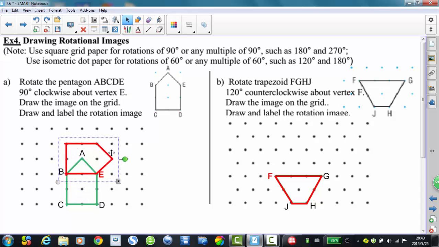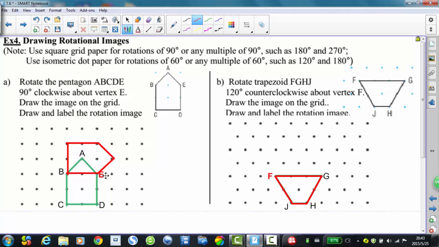clockwise. So that's 90 degrees clockwise. So this one, the red one, will be the rotation image. Point E is the rotation center. So this E is not only on the original shape, but also on the rotation image. You will see D goes to this one, D prime. C will go to this one. And B will go to this one. This one is the A prime.